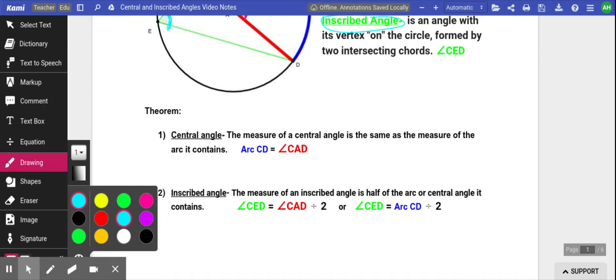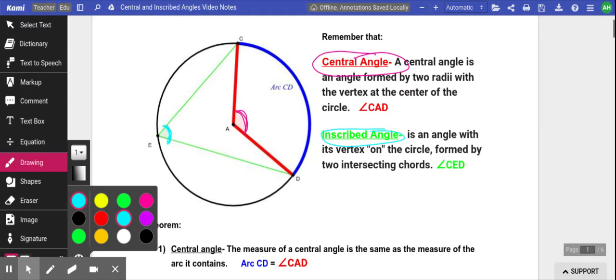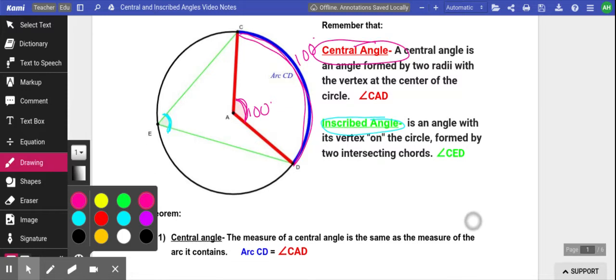Okay, so we have the central angle theorem. The measure of a central angle is the same as the measure of the arc it contains. So if we go back up here to the top, if this right here is 100 degrees, then this arc out here is 100 degrees. So the central angle is the same as the arc around the outside.